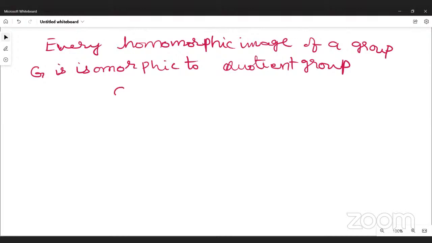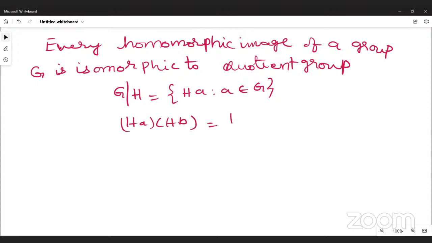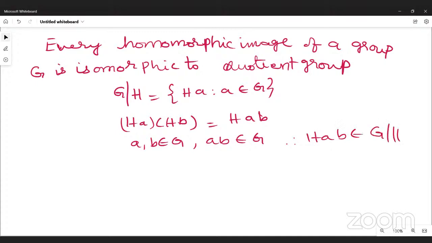Now, what do you mean by quotient group? If you take G by H, it is the set of all cosets Ha such that a belongs to G. Then we define multiplication of two cosets, Ha into Hb is equal to Hab. Because whenever a, b belong to G, by closure property, ab belongs to G. Therefore, Hab belongs to G by H.